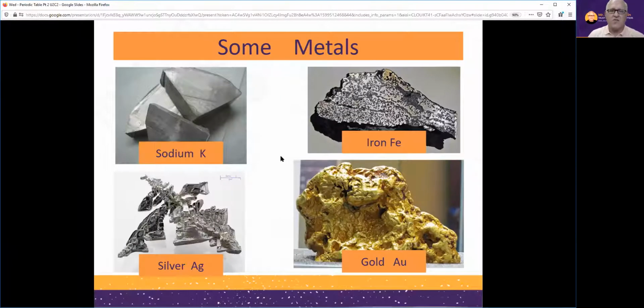Let's take a look at a few of the metals in their solid forms. Sodium, elemental symbol K. It's a soft, dull-like metal that's malleable. Iron, elemental symbol Fe. Silver, that's used for jewelry and for electronics. And gold. This is what these elements look like out in their natural state.